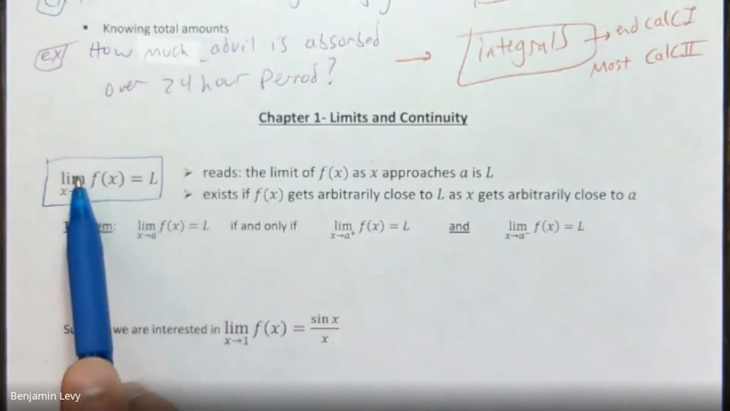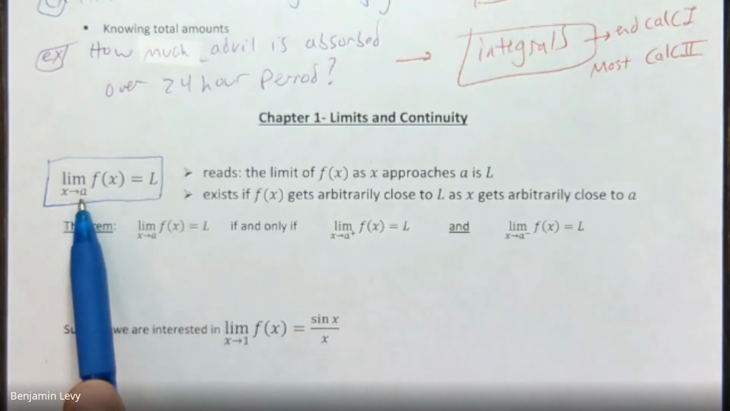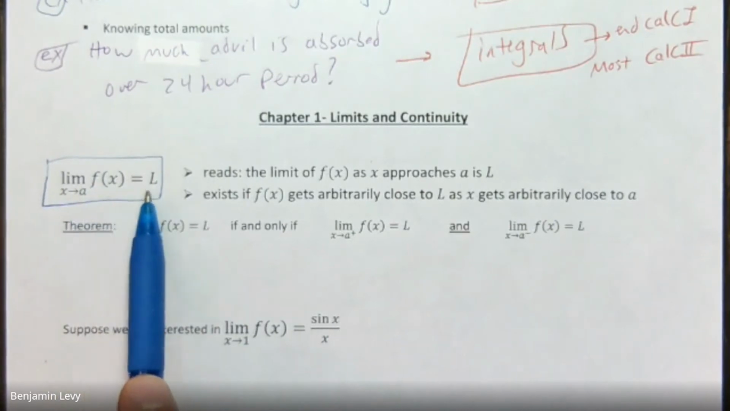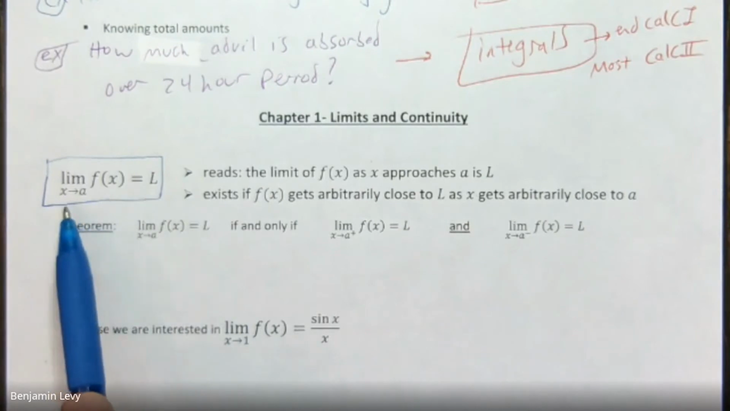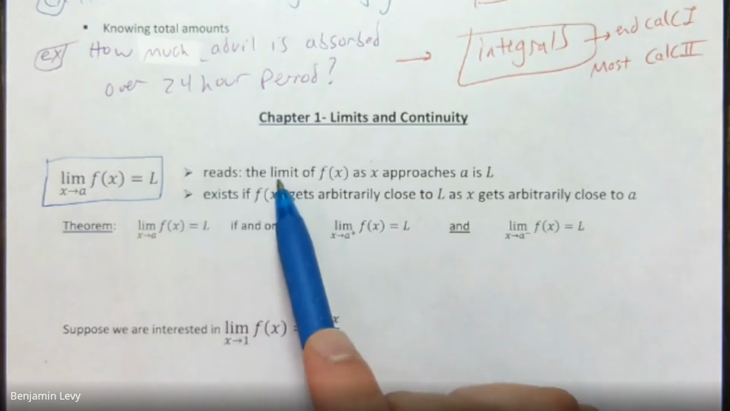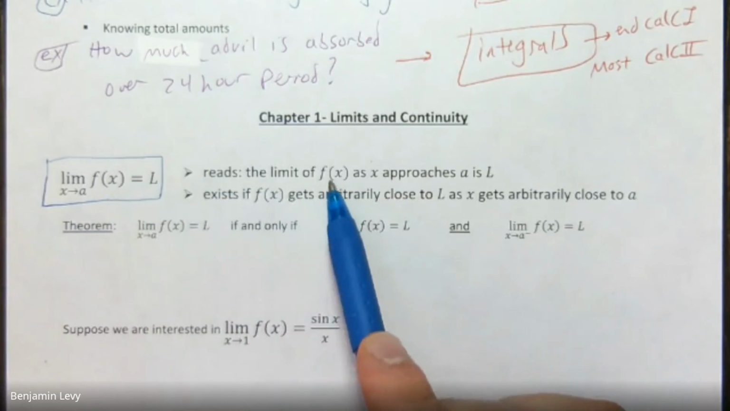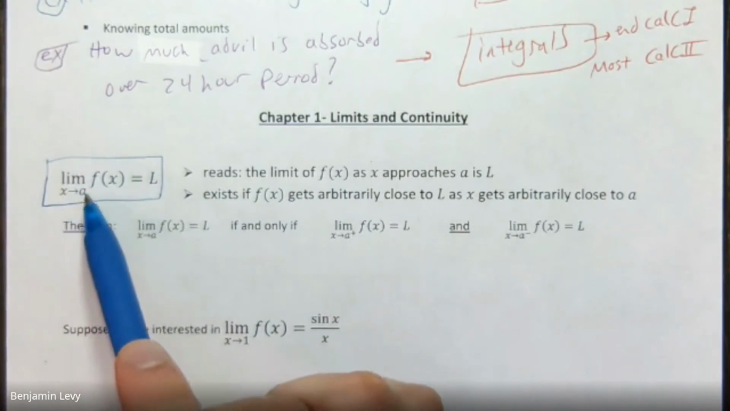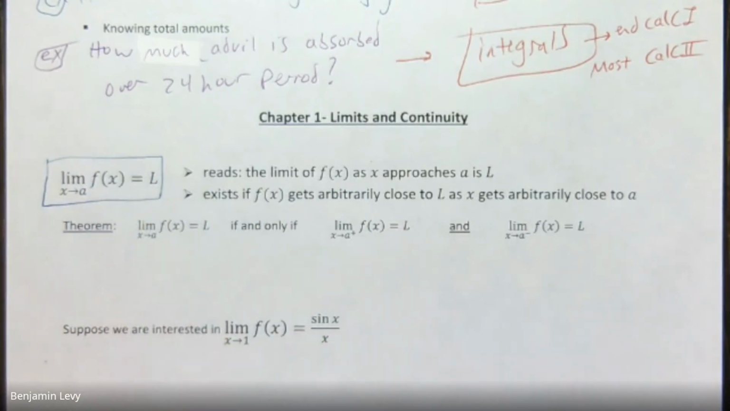So this lim with this x arrow a, that's taking a limit of this function, and it's saying that that equals L. How do we actually read that statement? That's an important thing to know. This statement reads, the limit of the function f of x as x approaches a is L, right? That's how we would read the left-hand side, and then it equals L.